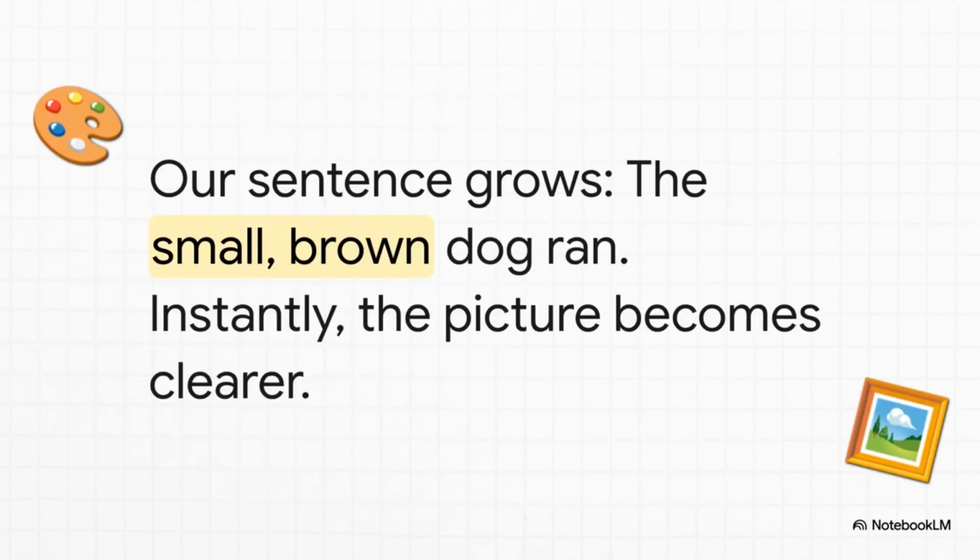So let's add a couple of adjectives to our sentence. We go from just the dog to the small brown dog. See that? Instantly, the picture in your mind gets way clearer. Just 2 little blocks, and the image just pops.